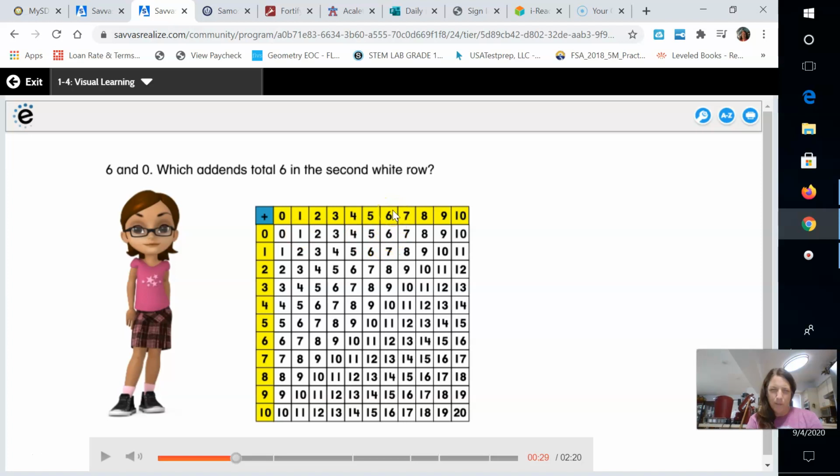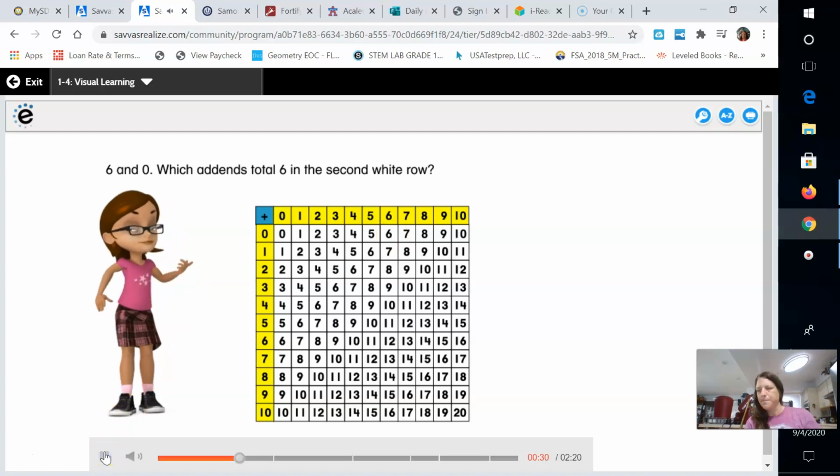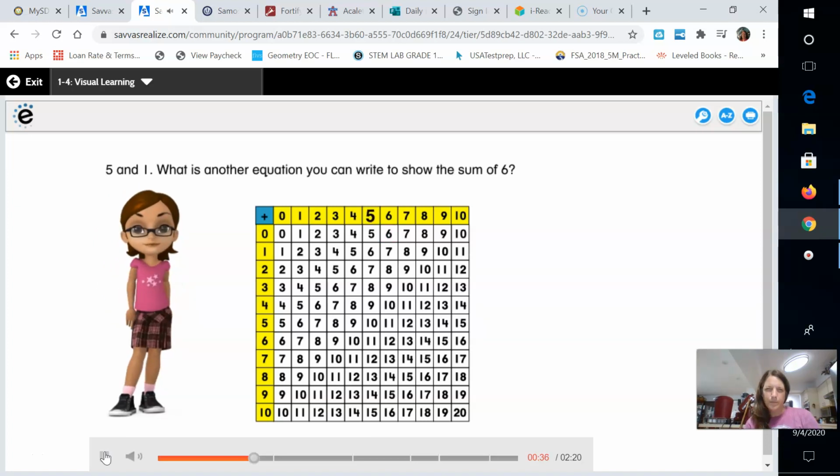So if you come down from the first addend, 6, and you come across from the second addend, 0, you land on the sum, 6. Which addends total 6 in the second white row? 5 and 1. What is another equation you can write to show the sum of 6?